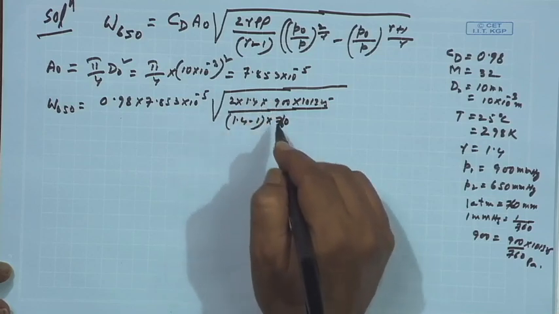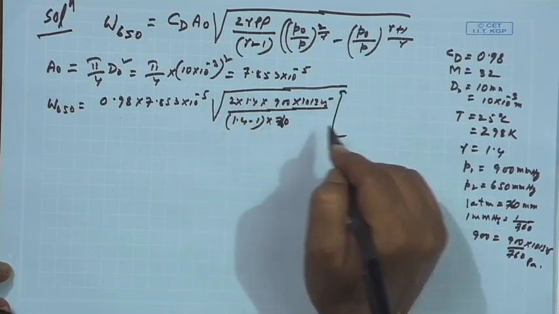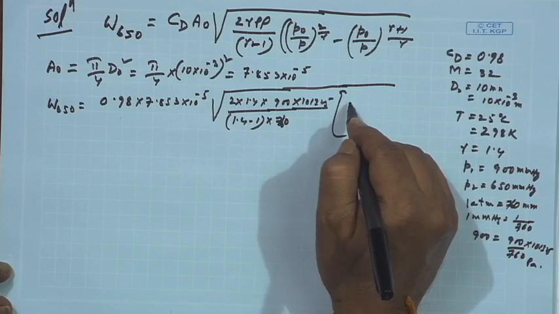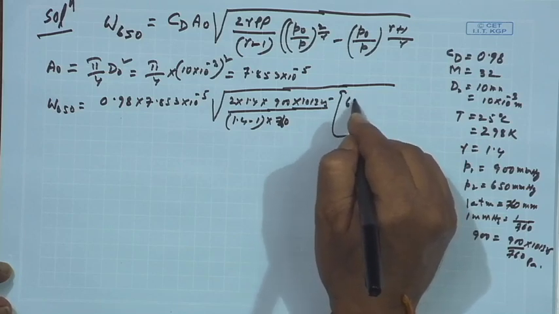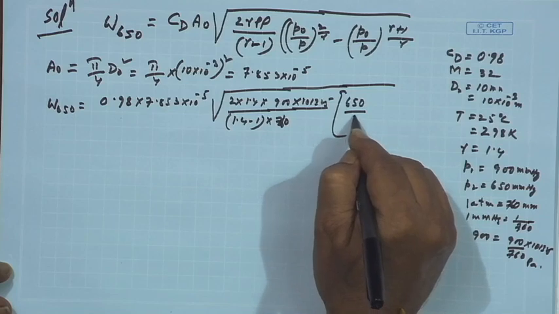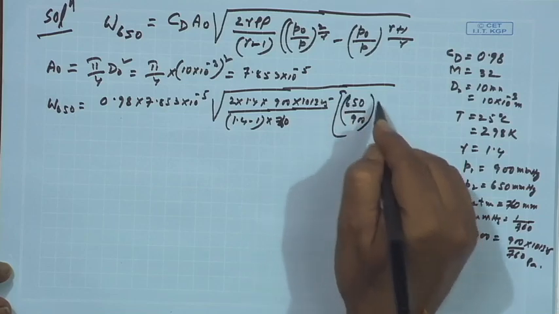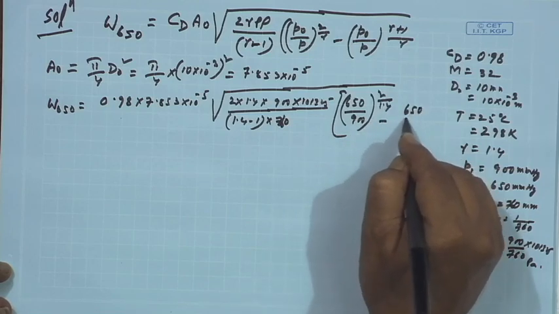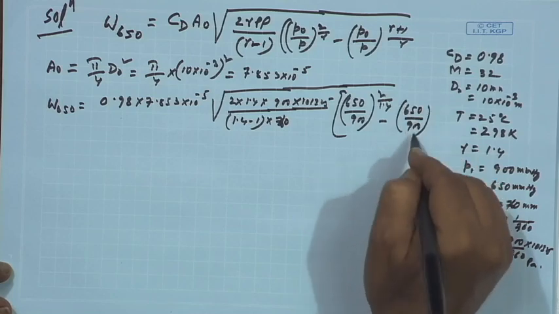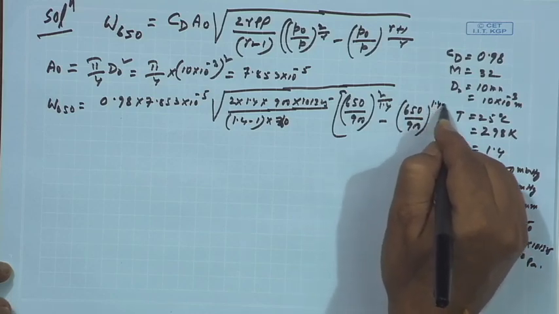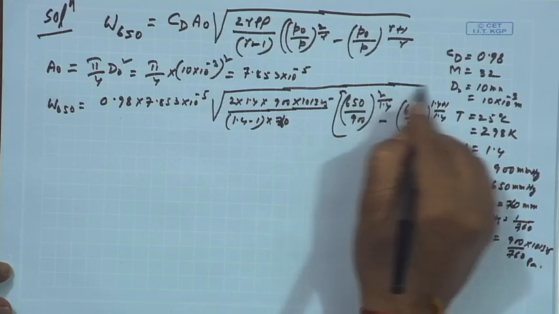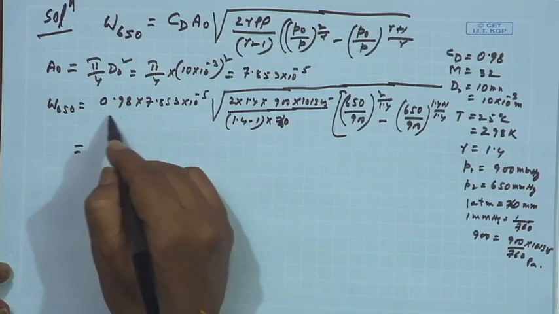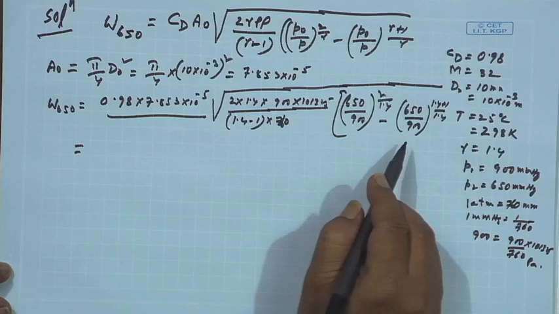So this is what we can write here, since this ratio, so we can write this P0 650: P is 900 to the power 2 by 1.4 minus 650 divided by 900 to the power 1.4 plus 1 by 1.4, right? So till now it is okay. So this part is done. Let us do this part.